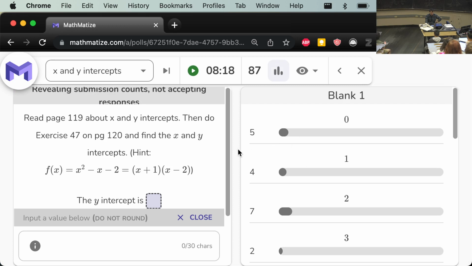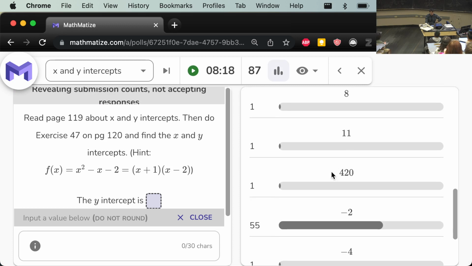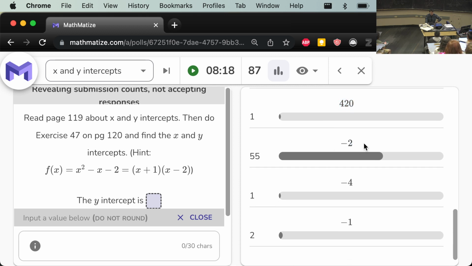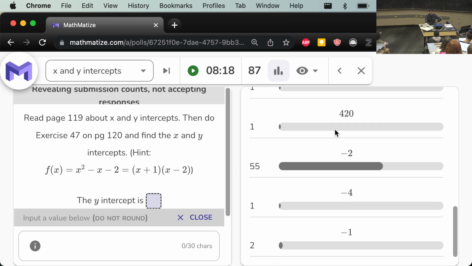So the y-intercept, people said, okay, 420. This guy's getting ready for the weekend. Negative 2. Negative 2. 855 people said negative 2. Negative 2 is correct. Oh, actually, I take it back. This person was just saying what time the class started, 4:20. That's when I got here.